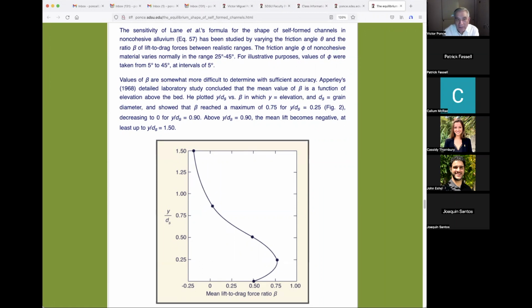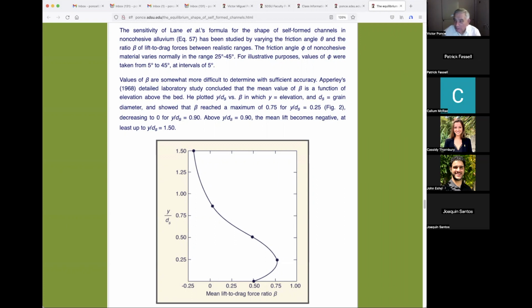Values of beta are somewhat more difficult to determine with sufficient accuracy, but we have a reference in here of Apperly, who said that beta reached a maximum of 0.75, decreasing to 0 for 0.90, and then it becomes negative. The mean lift becomes negative. I take that to mean that there's no lift.